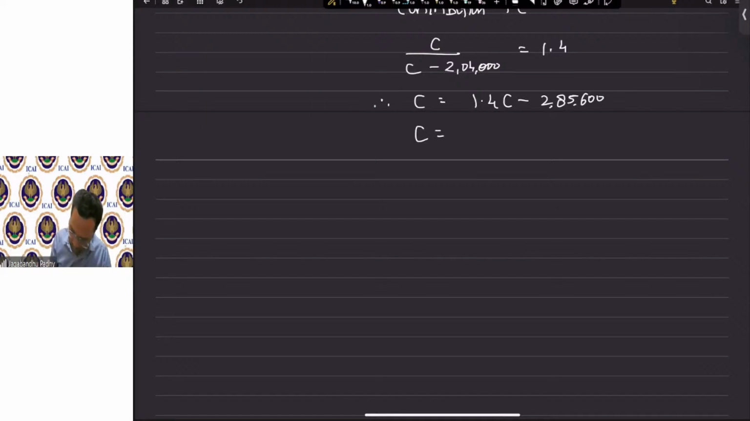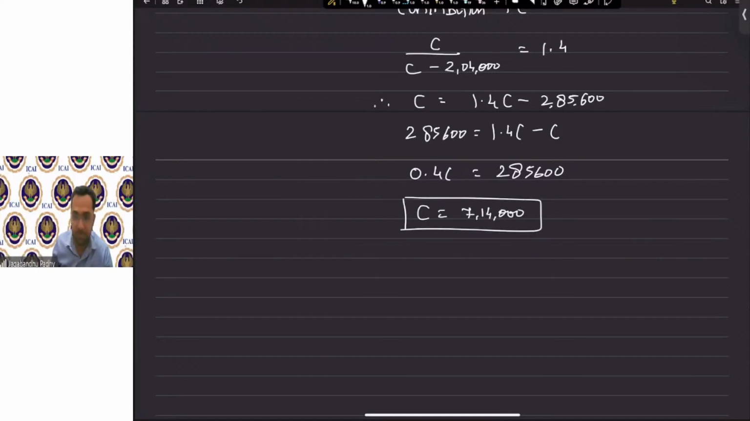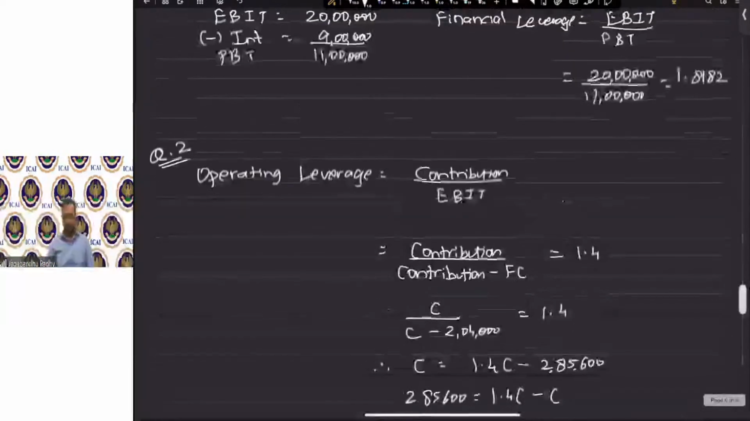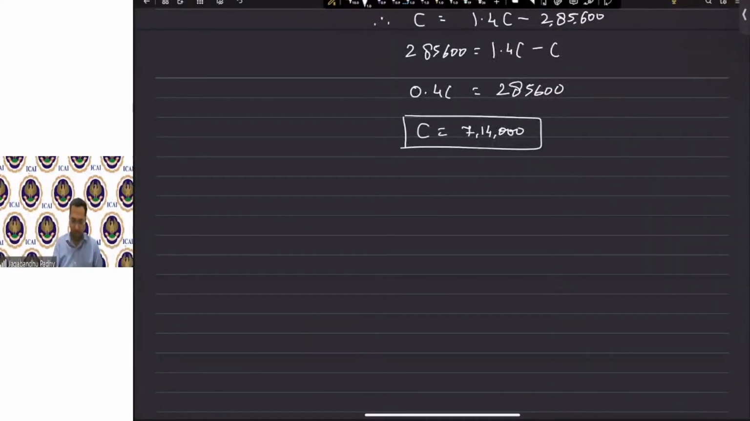Contribution, you need to just rearrange this. 2 lakh 85,600 is equal to 1.4 contribution minus contribution. This 0.4 contribution is 2 lakh 85,600. 85,600 divided by 0.4, the contribution is 7 lakh 14,000. Correct? That is the contribution from the operating leverage part, 7 lakh 14,000.